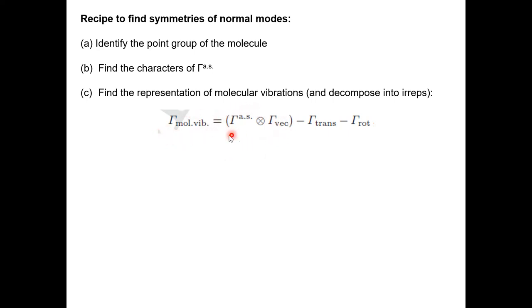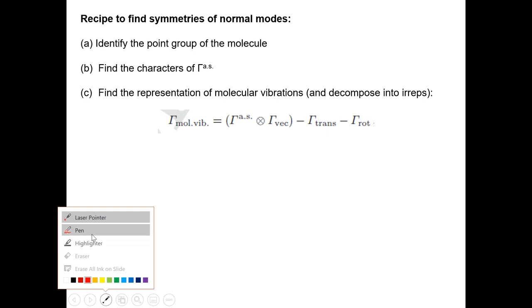I make the direct product between the equivalence representation and the vector representation. I look in the character table of the group to see where the vector components x, y, and z are, so I know which irreducible representations transform like the vector, and I make this direct product. Then I have to subtract the translations and the rotations. The translations are the same as the gamma vector, because they are precisely the translations along the x, y, and z coordinates, and the rotations are the rotations around the three Cartesian axes x, y, and z.